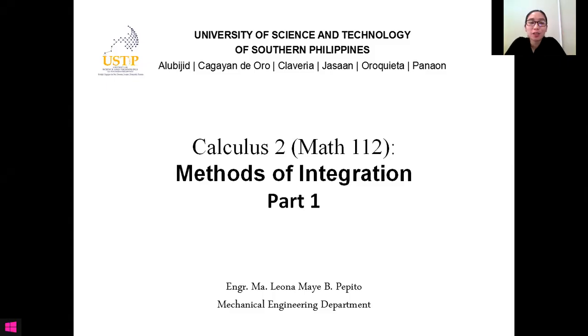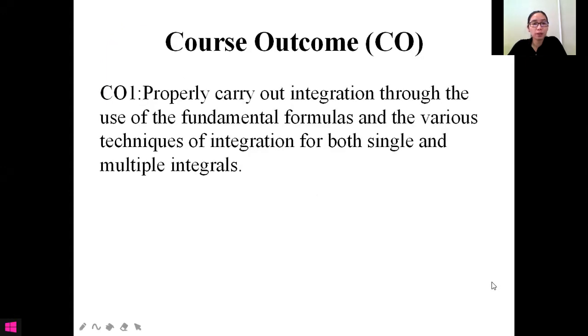Hi everyone. So today I will be discussing our topic 2 for integral calculus, which will be all about methods of integration. So dinhi sa methods of integration, expect that these are more complex and more challenging methods sa pag anti-differentiation.